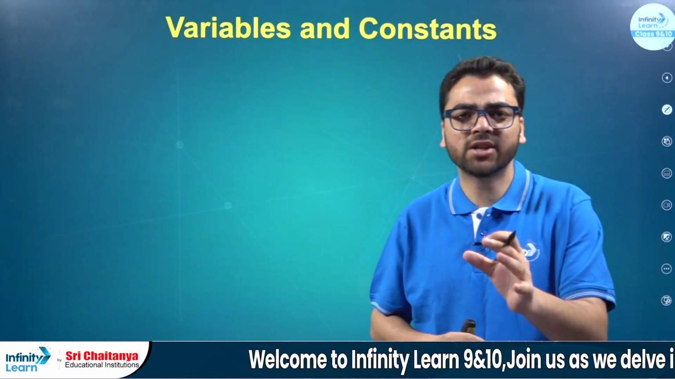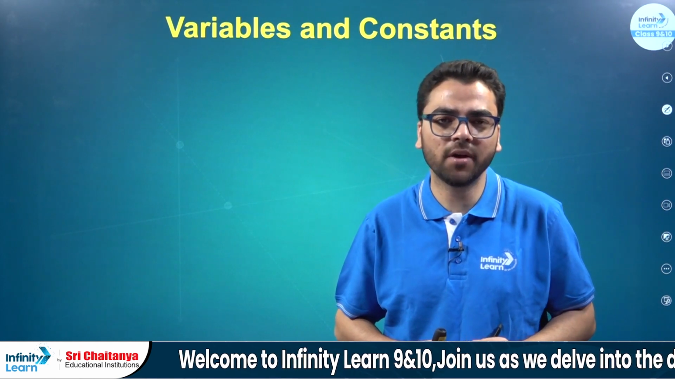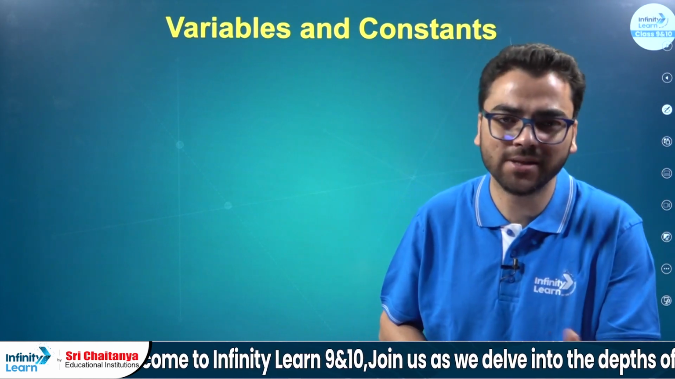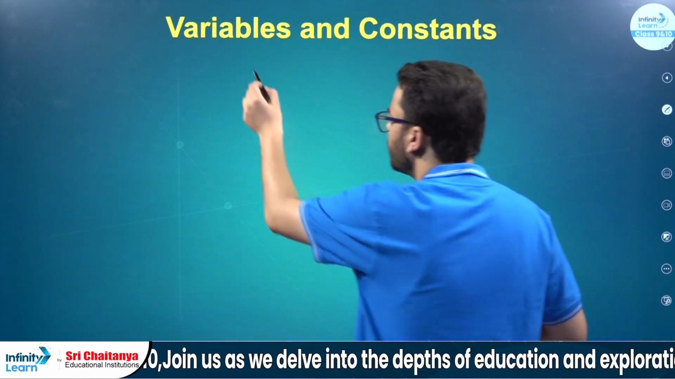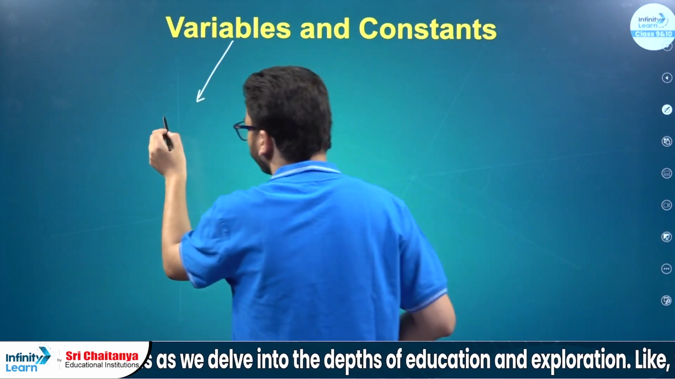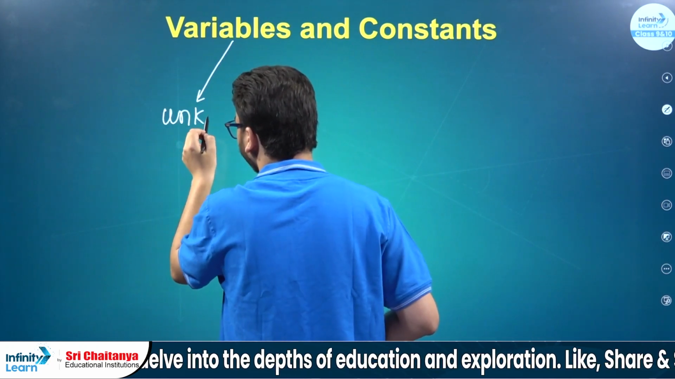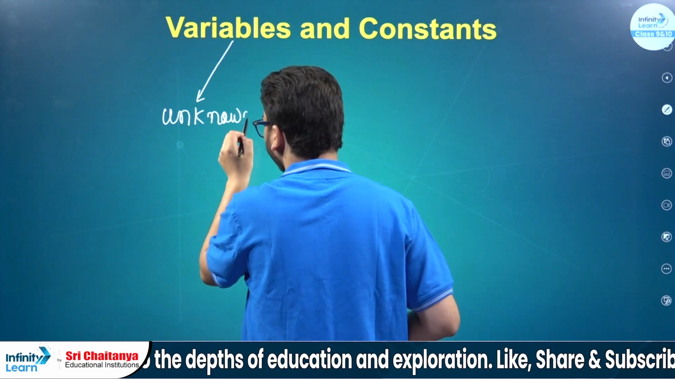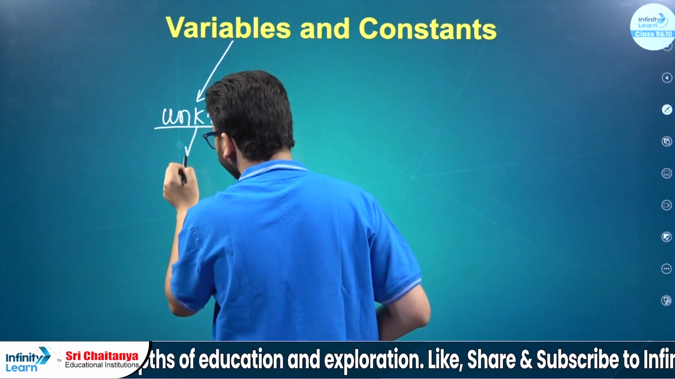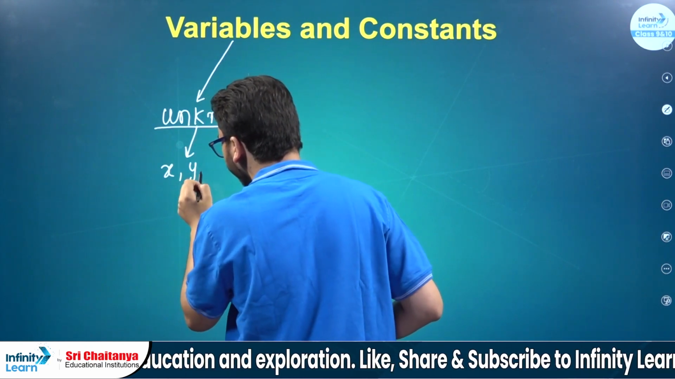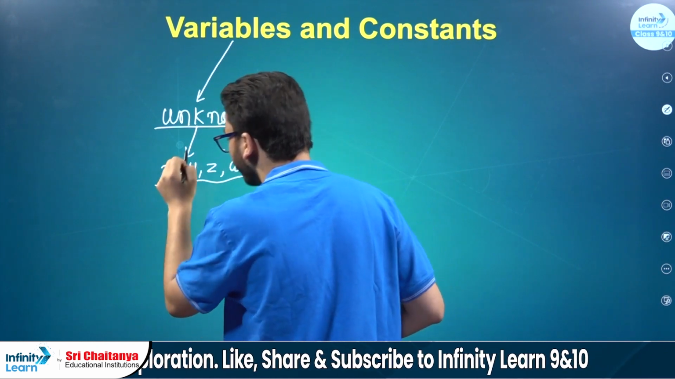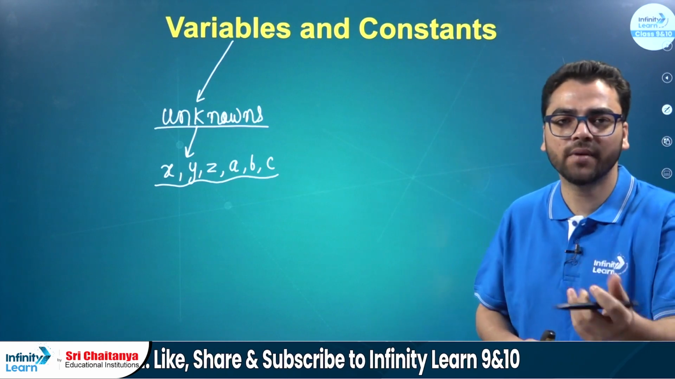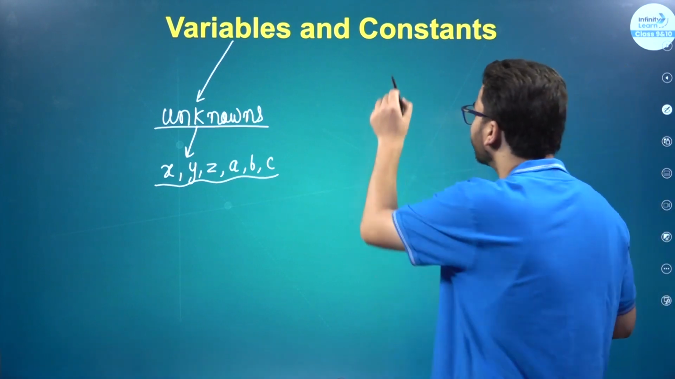So before actually starting what is a polynomial, we must know about variables and constants, and I'm sure you already know about that. Let us revise that quickly. Variables are the unknowns. You use the letters X, Y, Z, A, B, C, D, any letter of the English alphabet to represent variables, right? The unknowns are the variables and the constants are the fixed things.